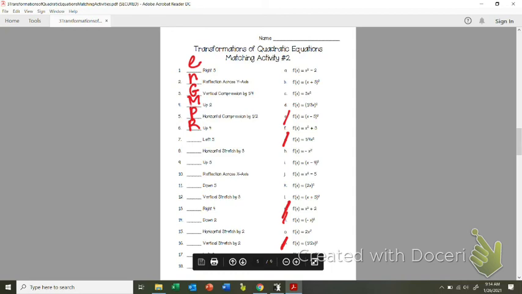Left 5. I feel like I'm playing bingo and calling out the things. Left 5. All right. Ian, what do you think? L. L. Does everybody agree with Ian? Good.